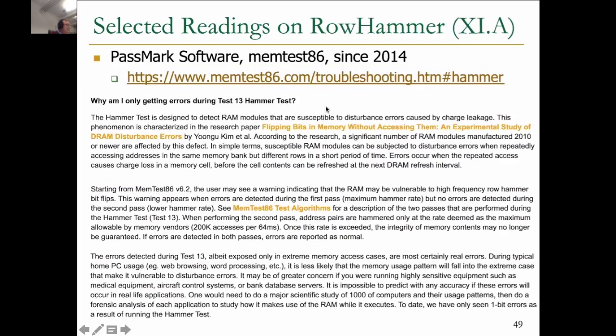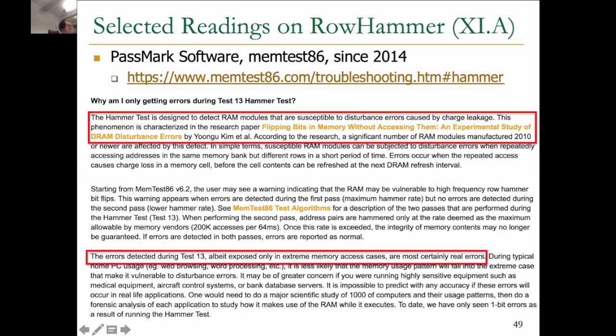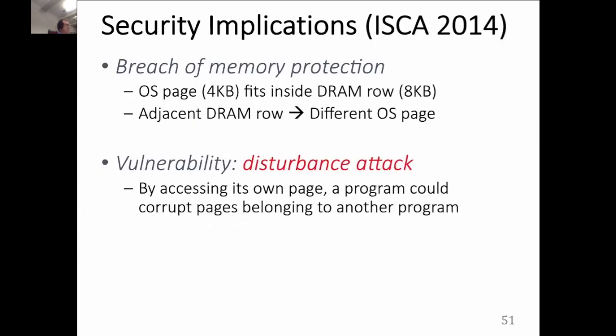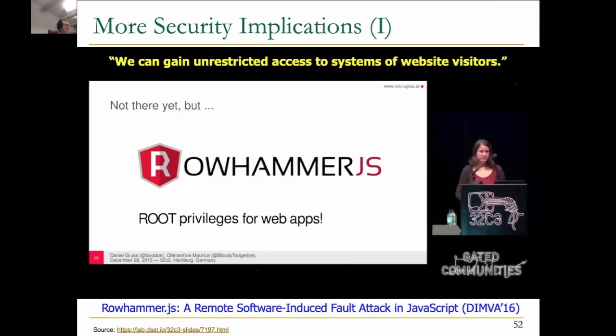So actually, this is the first work that picked up on our work. As you can see, it's MemTest86, the memory testing software that's employed in many systems. And there's a funny story here. They had to update their web page after they included this RowHammer test in their testing suite. They had to say the errors detected during this test, albeit exposed only in extreme memory access cases where you're hammering, are most certainly real errors. So they had to tell that to the community, basically. I'm not going to go into the details of this. So clearly there are many security implications, and there are very interesting ones.